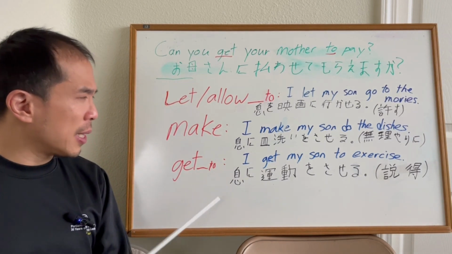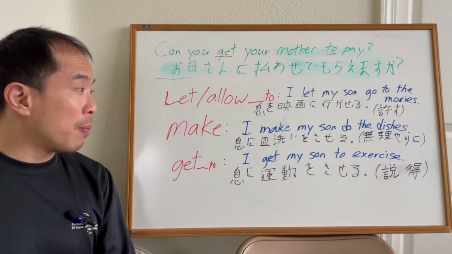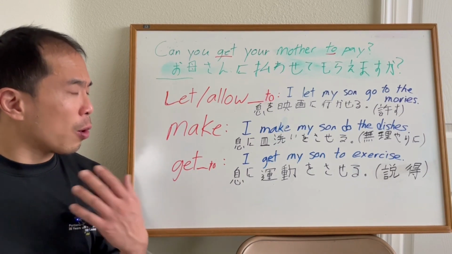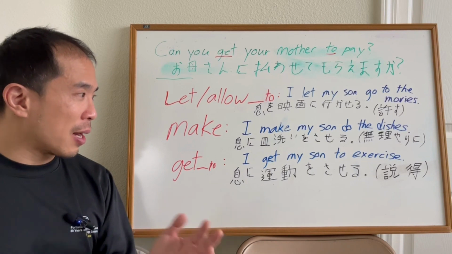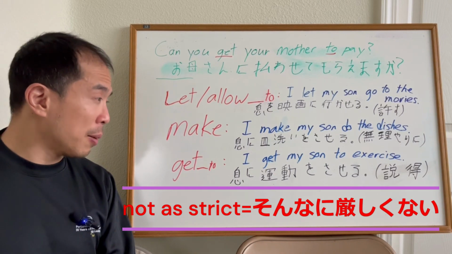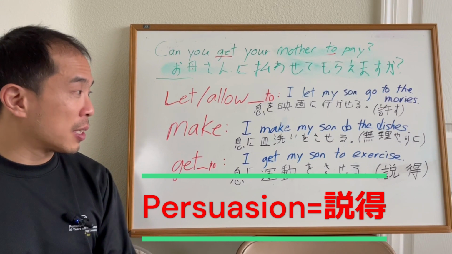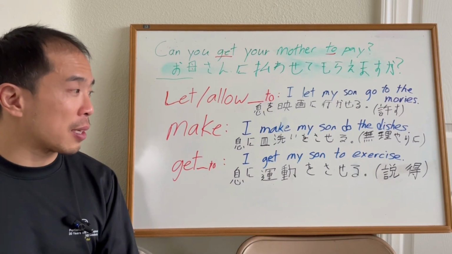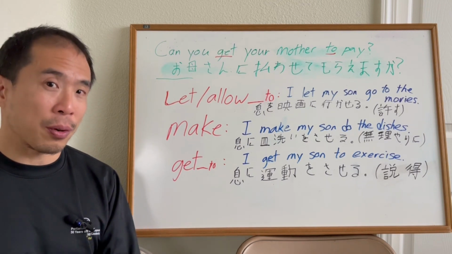With get to, it's halfway in between. I get my son to exercise. Maybe my son doesn't want to exercise, and I don't want it so bad that I would make it a rule. I'm okay with him not exercising. I'm not as strict as I am with the dishes, but I want him to exercise. So I have to use persuasion to get him to exercise. Maybe I can say, son, you should exercise because it's good for your health. Son, you should exercise because it'll make you better at sports.